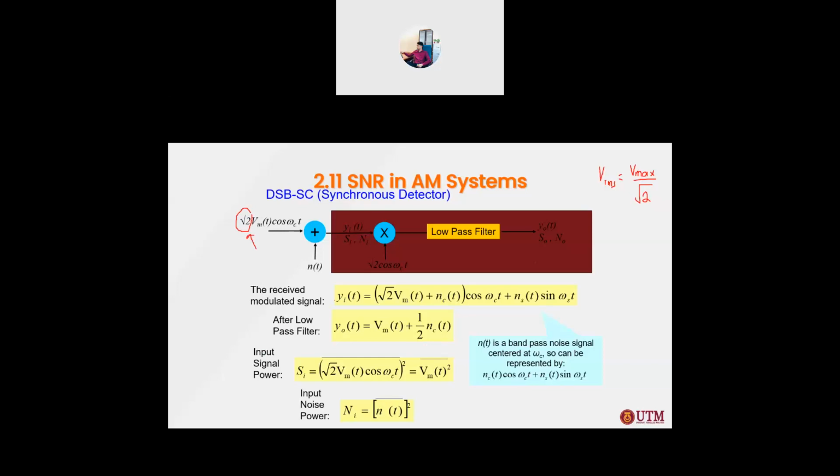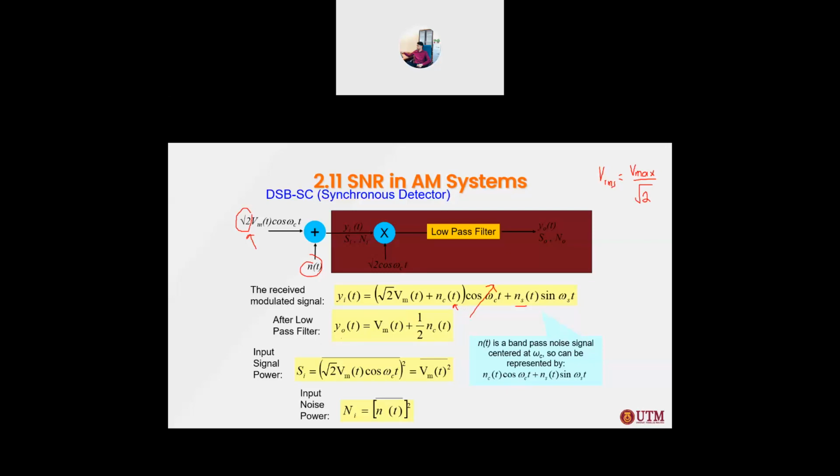Okay, so the received modulated signal, you can see square root of 2 Vm(t) plus Nc cos omega ct and Ns. So this is actually the noise, the noise that you receive from the environment, or from the internal, but it's additional noise. And then we have Ns, which is coming from the filters. After we go through the low pass filter, this one is being cancelled out because it is higher in frequency.